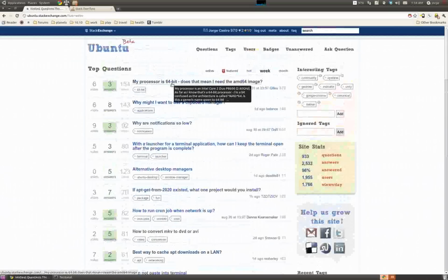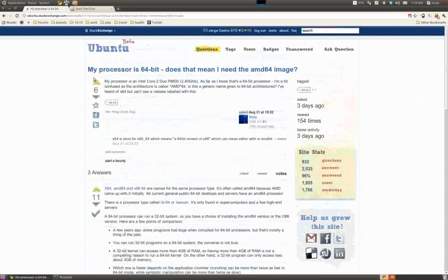So here's a question that someone asks that is a common question. My processor is an Intel Core 2 Duo. As far as I know, it's 64-bit, but it's called AMD64. What's up with that? So the guy asked this question, and he's given a good amount of detail here. What I've done is I've clicked up on here because I believe it's a useful question to ask. And that gives that person a little bit of reputation to kind of thank them for contributing a good question.